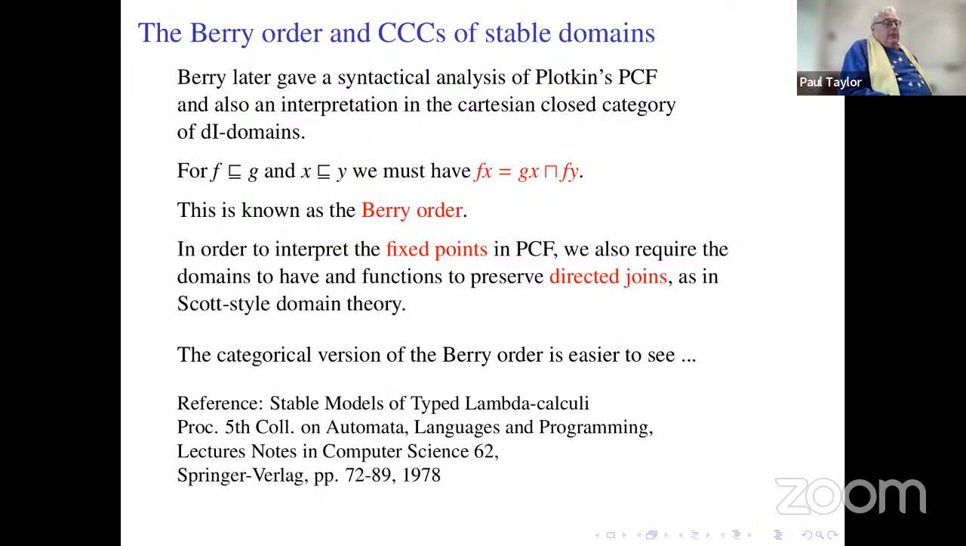He went on from what might be imperative algorithms to lambda calculus. He said he had to learn what a Cartesian closed category was for this purpose. So he gave us a syntactical analysis of lambda calculus and Plotkin's PCF, and made this observation about what the order between functions had to be. And this is where the name Berry order came from. He gave the semantics of PCF in terms of a certain kind of domains with the Berry order on them, which it's easier to see why this happens in the categorical way.